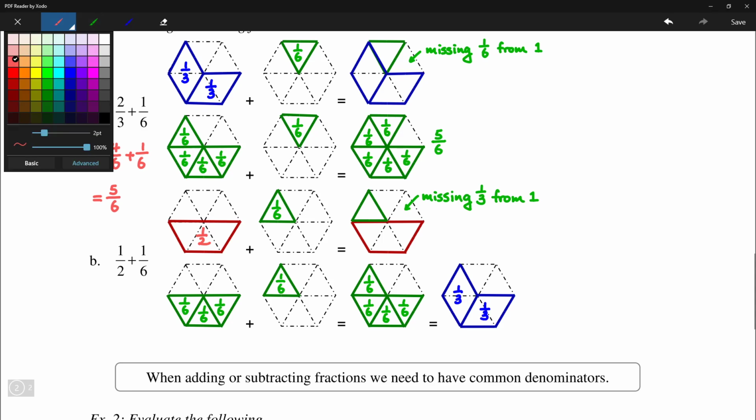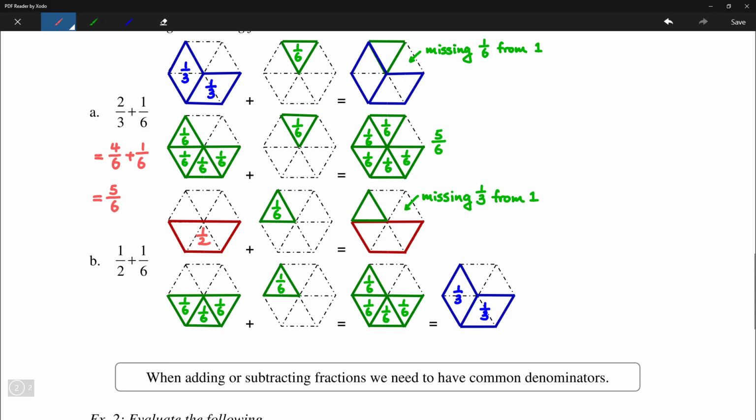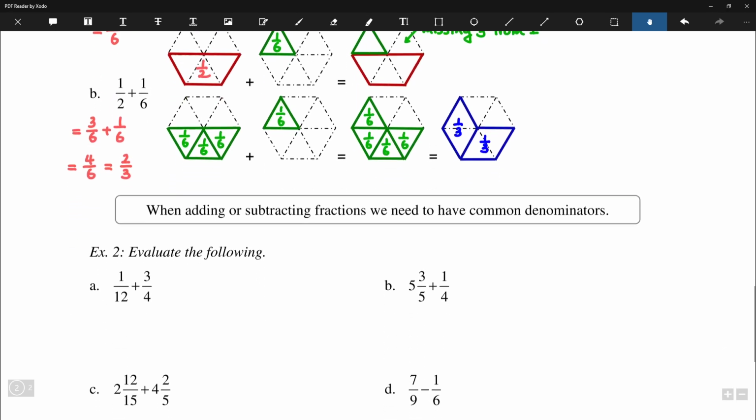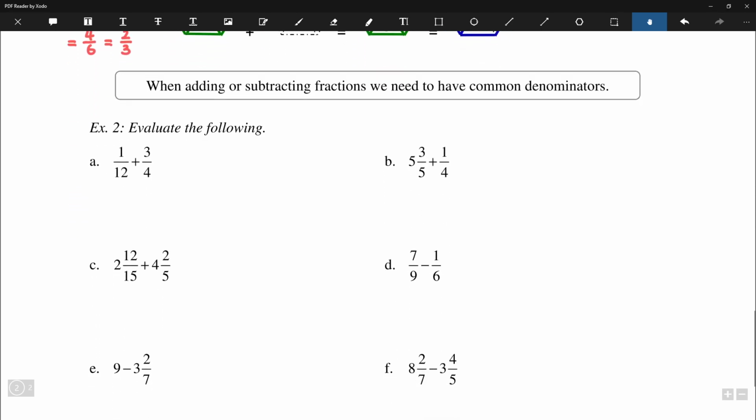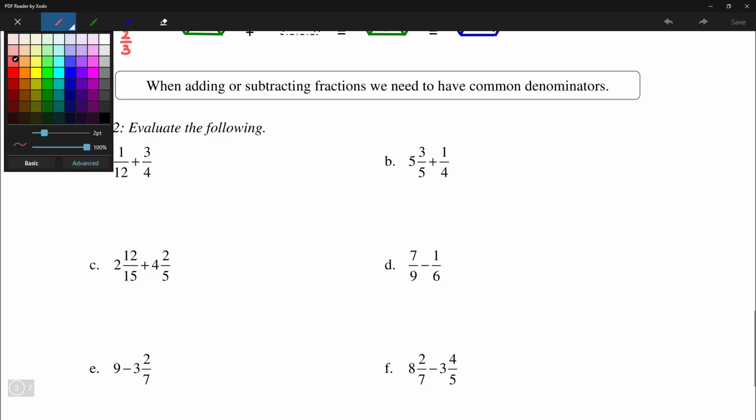So to write everything out on the left, here's what happens. We have 1/2 plus 1 over 6, which is 3 over 6 plus 1 over 6, which is equal to 4 over 6. And then we simplified it to be 2 over 3, or 2/3. Okay, so when adding and subtracting fractions, we need to have common denominators. That's the idea. Just going to go ahead and add and subtract here without the use of diagrams. Okay, see how this all works out.